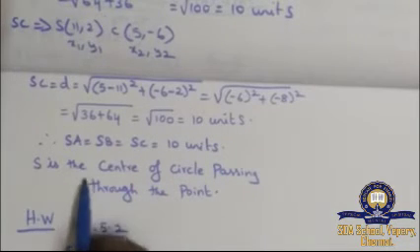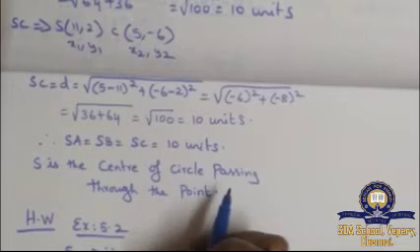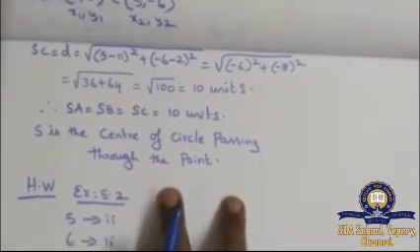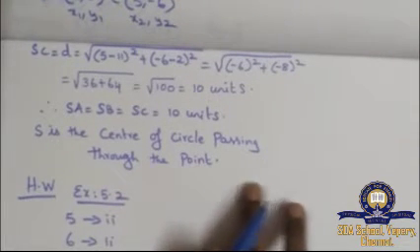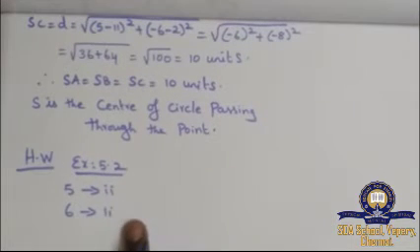We can say that S is the center of the circle passing through the points. So that's all about exercise 5.2, which we have completed. In exercise 5.2 you have homework: 5th sum second division, and 6th sum second division.